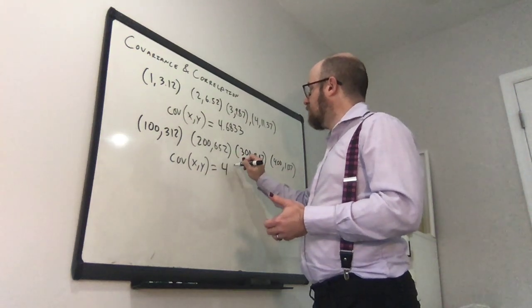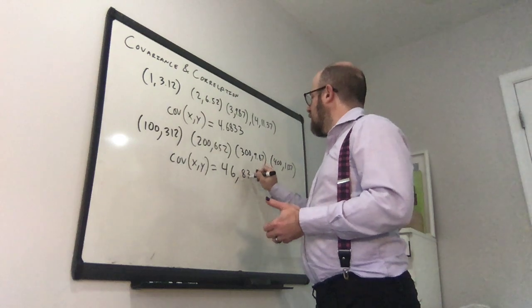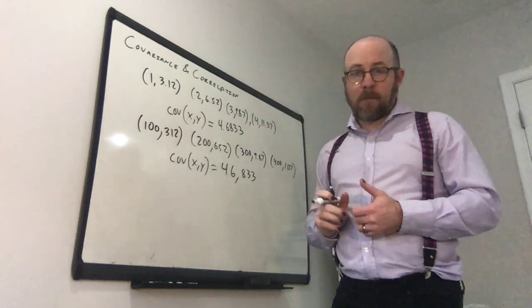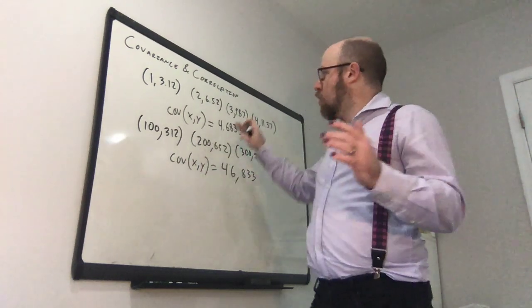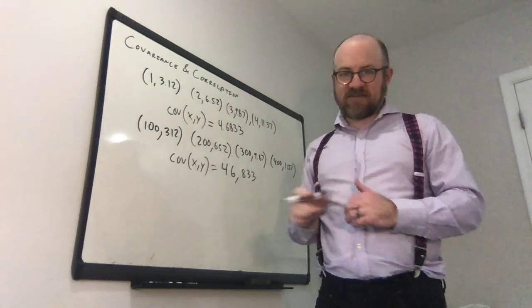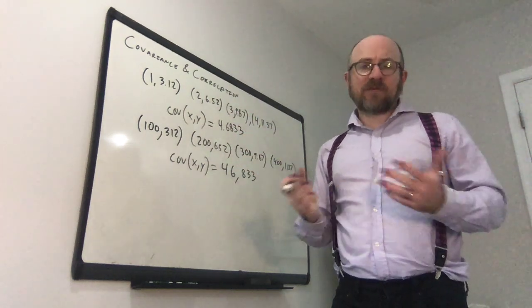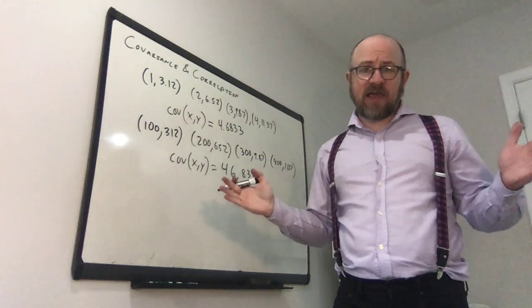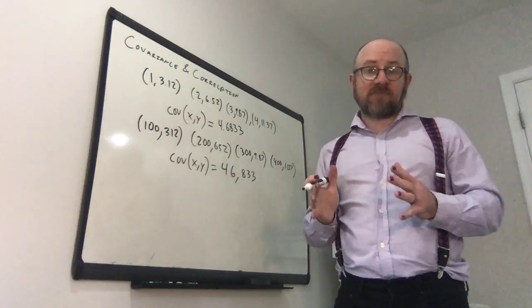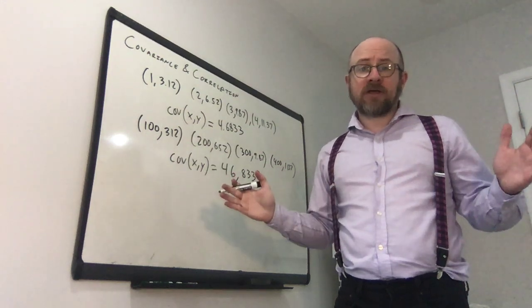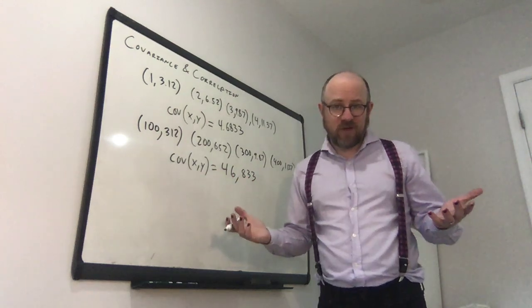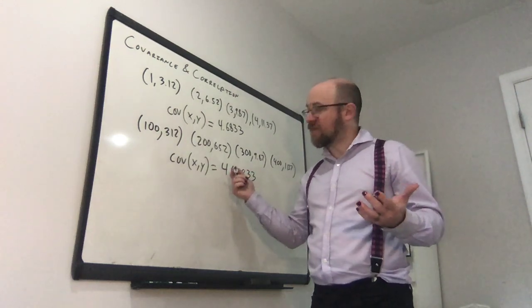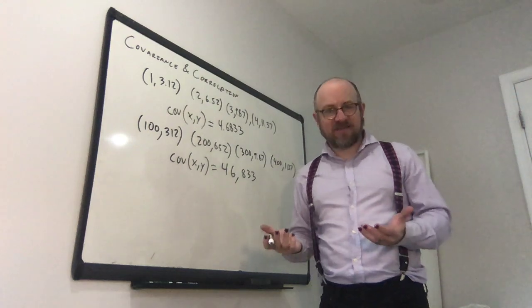So the covariance here is 46,833. Much, much larger, even though this set is just as linear as this set. Okay? So this is a problem. Covariance depends on scale. And so the question of what does it mean for the covariance to be large depends on what data points you started with, right? So is this a large covariance for these data points? It's kind of tough to tell.